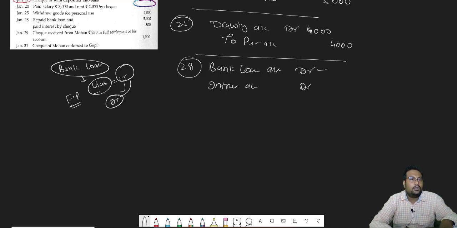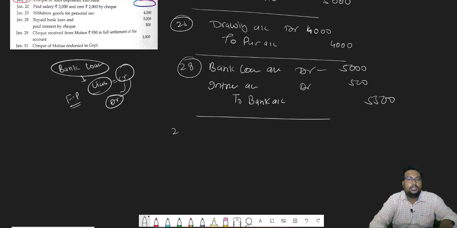The second one is what, beta? Paid interest by check. You are paying interest, it is an expense for you, so interest account debit. Second, whoever is making all the payment, your bank, so to bank account, debit the receiver, credit the giver. Total is what, beta? 5,500, and the total payment done by the bank is 5,500.